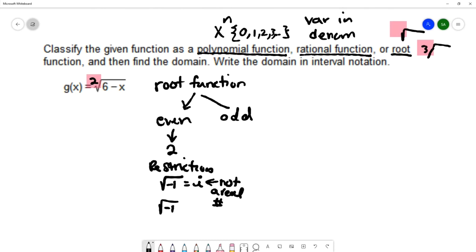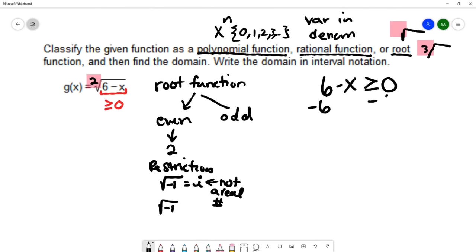So our restriction is that we only want the expression that's underneath the radical to be greater than or equal to 0. This will exclude all of the negative values, and then we will only get real numbers from those lists of what we plug in. So I'm going to take that expression, 6 minus x, create the inequality 6 minus x is greater than or equal to 0, and solve.